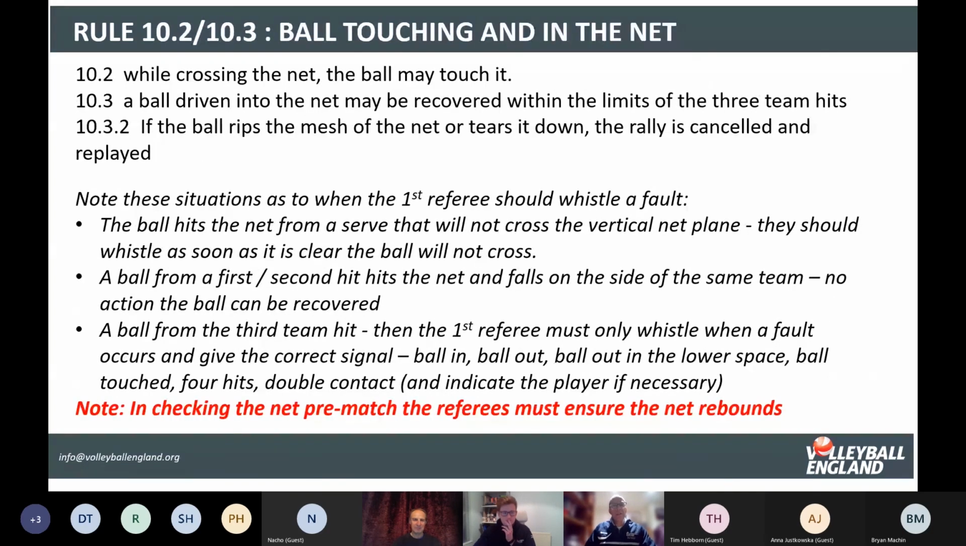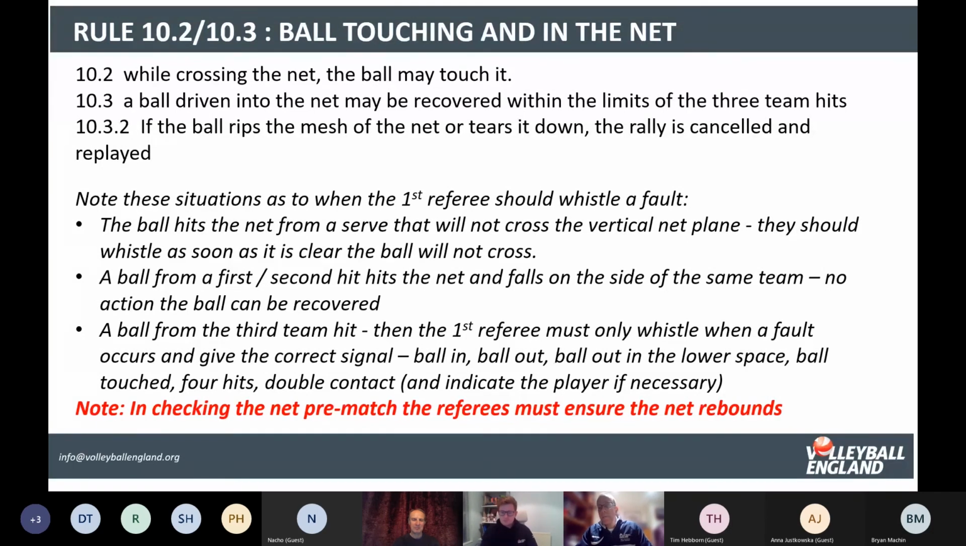Okay, so just the last couple of bits of 10.2 and 3, and then I've got a few questions. So while crossing the net, the ball may touch it. Now, the older generation will remember that with service, until I think about 2000, the served ball was not allowed to touch the net as it crossed. But obviously now you just need to know that the ball crossing the net may touch it. And a ball driven into the net may be recovered within the limits of the 3 team hits.